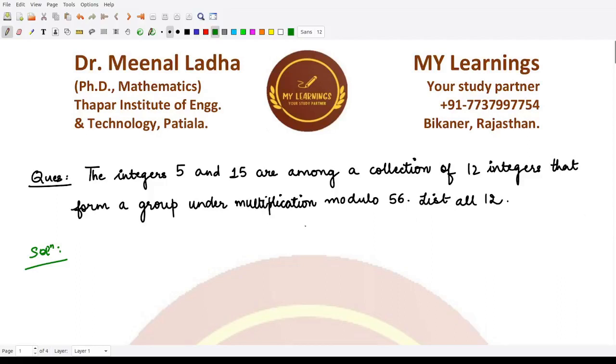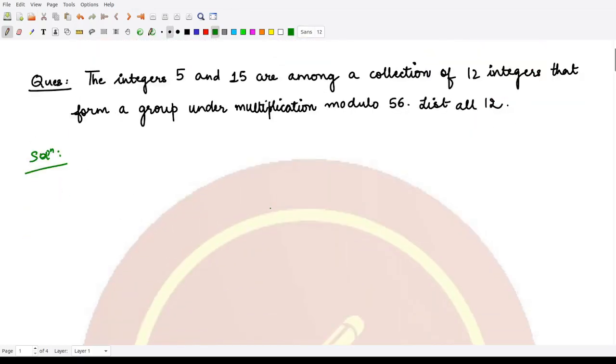In this video, we'll be solving this question which states that the integers 5 and 15 are among a collection of 12 integers that form a group under multiplication modulo 56. We need to list all the 12 elements.